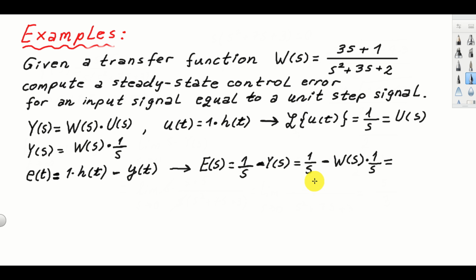And this term over here can be factored like this: 1 over s multiplying 1 minus W of s. So let's write our E of s once more over here. E of s is 1 over s multiplying 1 minus W of s.